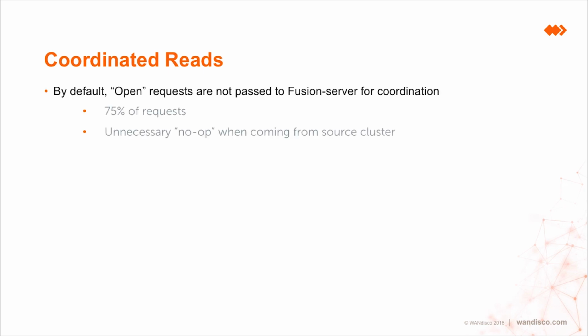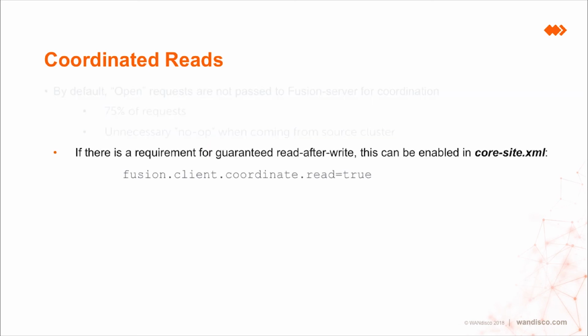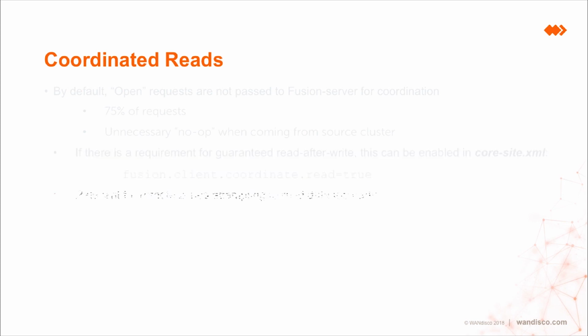Coordinated reads. By default, open requests are not bypassed to the Fusion server for coordination, and this is typically 75% of the requests on an HDP or Cloudera cluster. It's an unnecessary no-op, in quotes, when coming from the source cluster. If there is a requirement for a guaranteed read after write, this can be enabled in the core-site.xml by enabling the fusion.client.coordinate.read=true. It's relevant for remote zones attempting to read data very early.